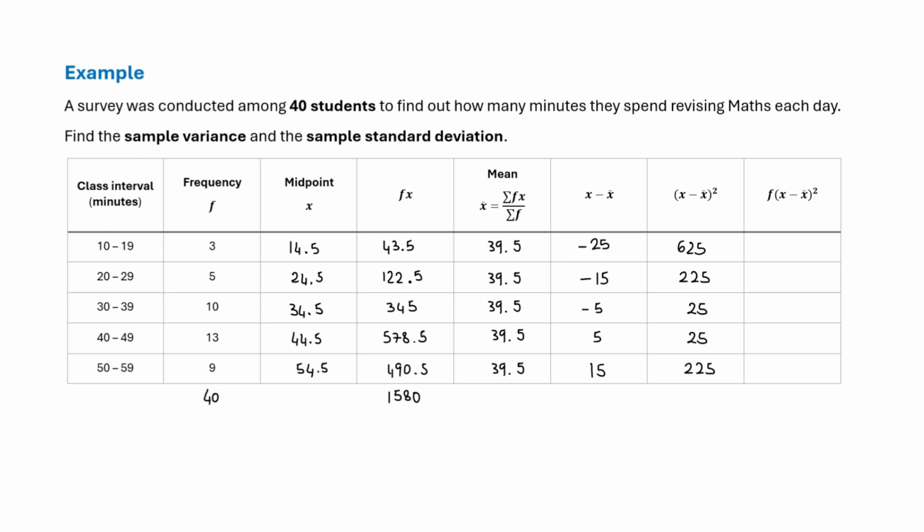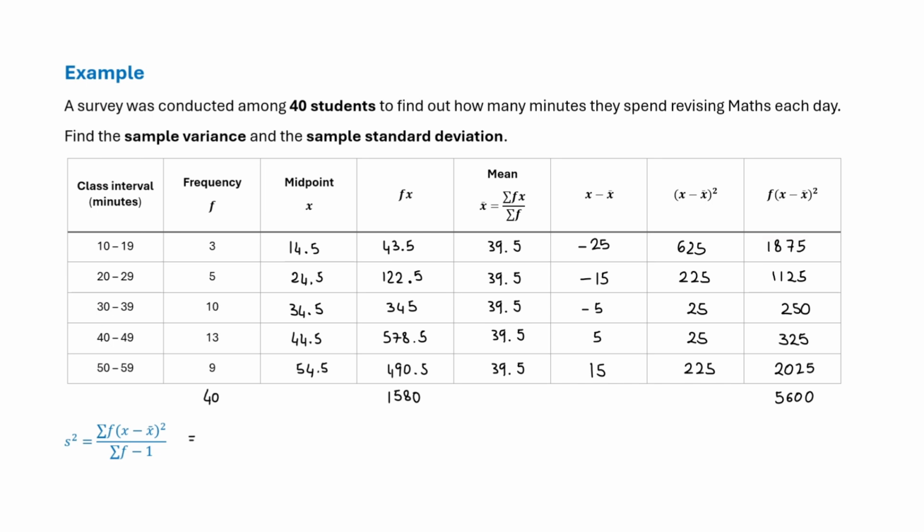The final column is f times the square of the differences. So in each row, we multiply the frequency by the squared difference. For the first row, the frequency is 3, and the squared difference is 625. So we calculate 3 times 625. This gives 1,875. We write this in the first row of the final column. Then we use the same method for the rest of the column. Once the column is complete, we add all the values in this final column. This gives 5,600. This is the value we need for the numerator of the sample variance formula.